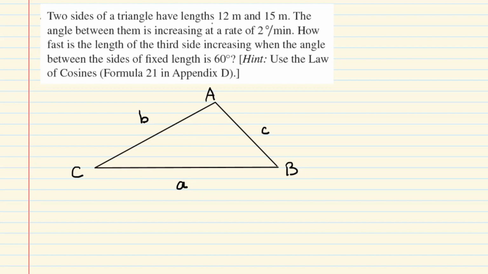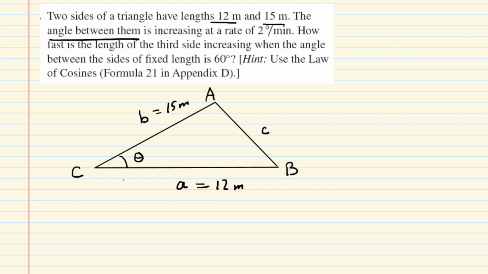Now, we know that two of the sides of the triangle are going to be fixed lengths, 12 meters and 15 meters. We will arbitrarily call little a the 12 meters, and then little b would be the 15 meters. The question then speaks about an angle between those two sides. We're going to now call that angle theta. You can also call it uppercase C, but for our purposes, theta will be more useful.